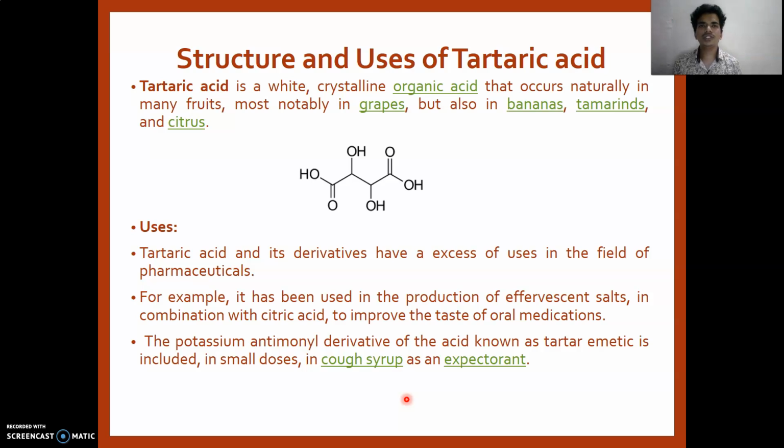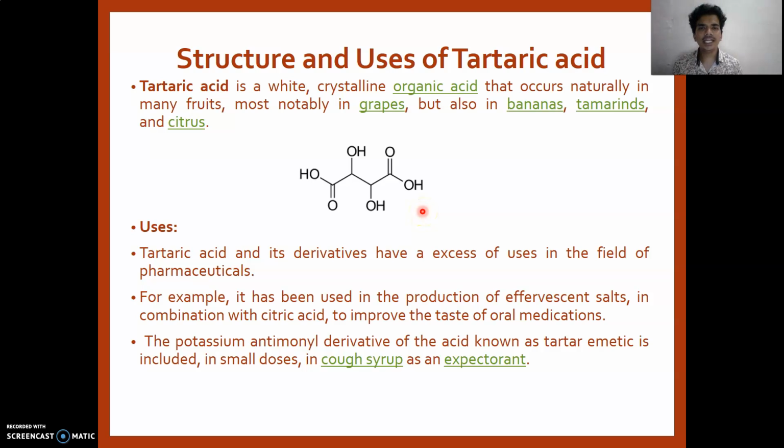The next is structure and uses of tartaric acid. Tartaric acid is a white crystalline organic acid that occurs naturally in many fruits, most notably in grapes, but also found in bananas, tamarind, and citrus. So this is the common structure of this particular tartaric acid.